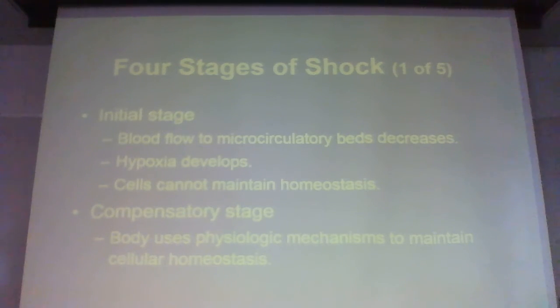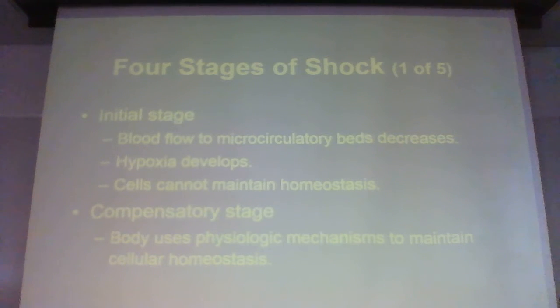It says that the body uses physiological mechanisms to maintain cellular homeostasis. What are we talking about? Our heart rate increases, contractility increases, respiratory rate and depth increases. What do our vessels do? They constrict to do what? Increase blood pressure, right? How does the body know how to do that?